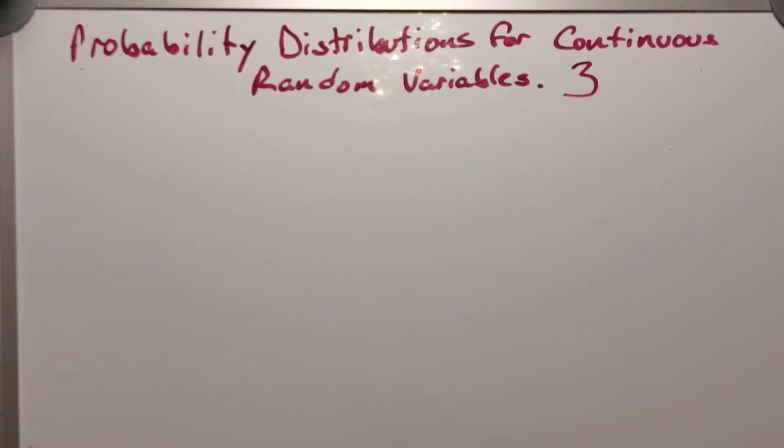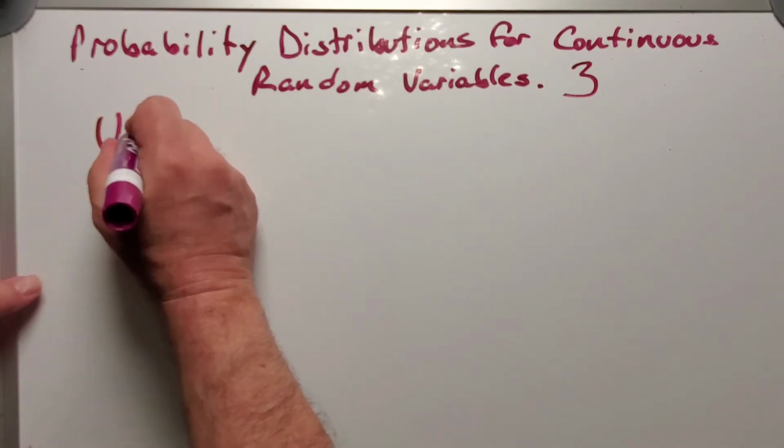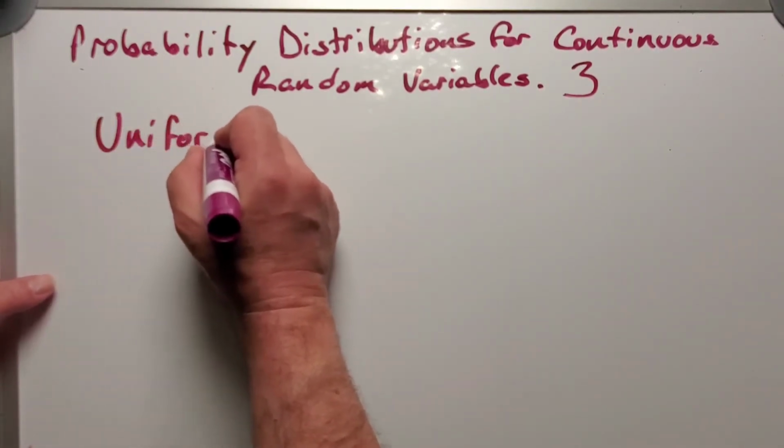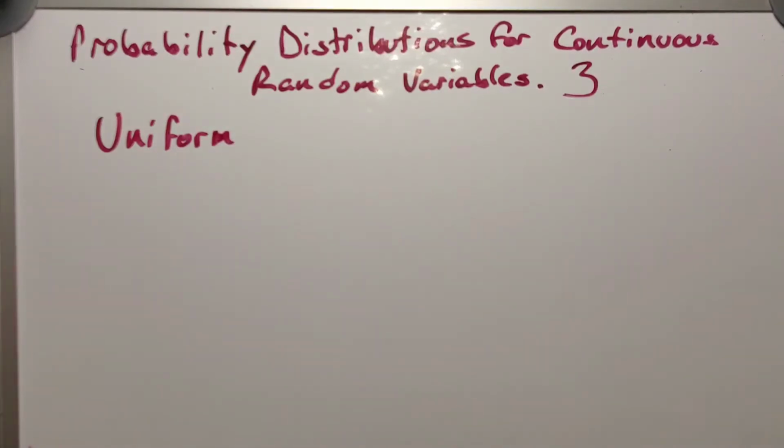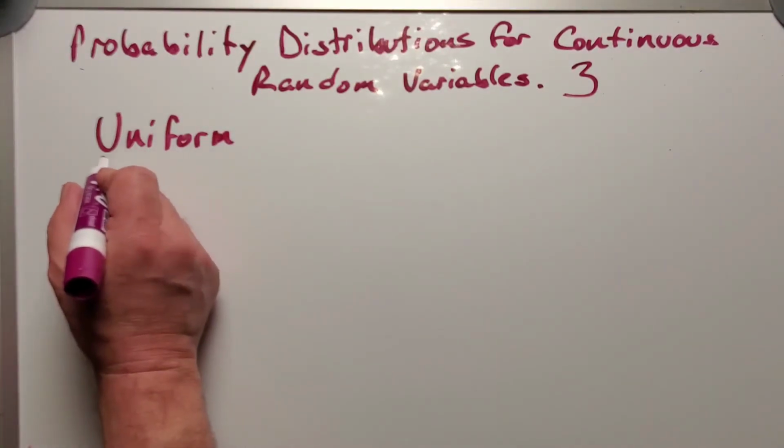Hi guys, this is the third in our series on probability distributions for continuous random variables. In part 1 we looked at probability distributions for continuous random variables in general. In part 2 I went specifically into normal distributions using the empirical rule. And here in part 3 I want to talk about uniform probability distributions.